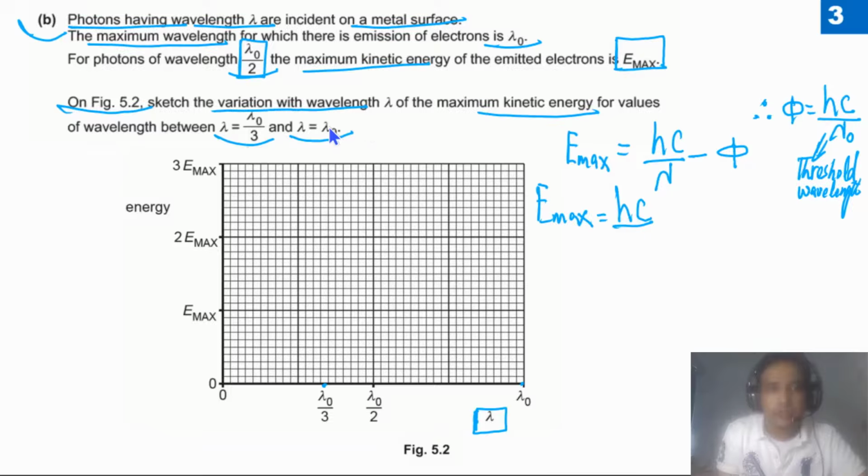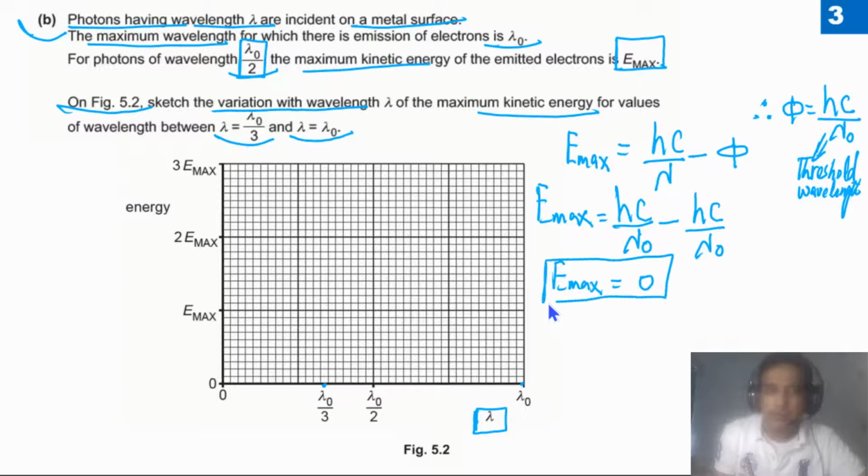Now simply we can write E max is equal to hc over lambda. First of all, we can start when lambda is equal to lambda naught, minus the work function, which is also hc over lambda naught. So in this case, E max will be equal to 0. This is one point we can write down: E max has to be equal to 0.